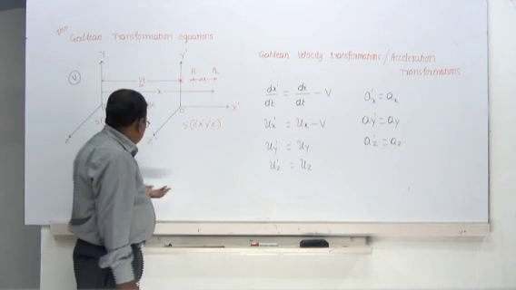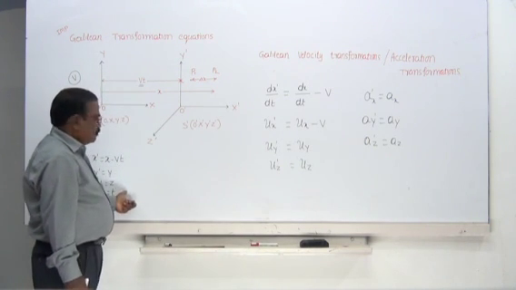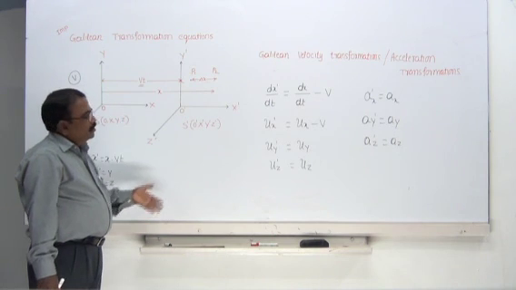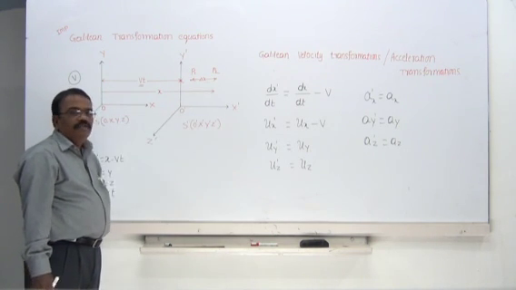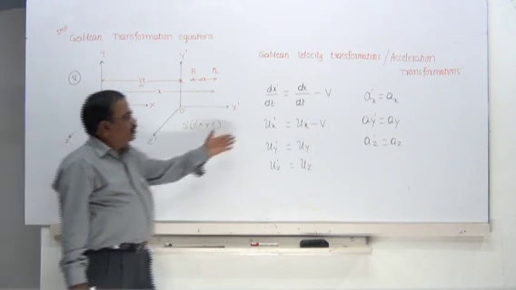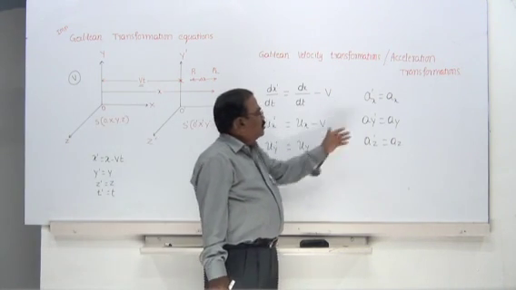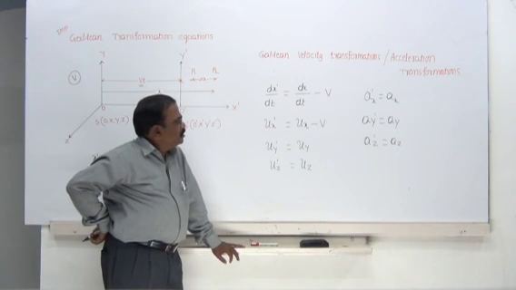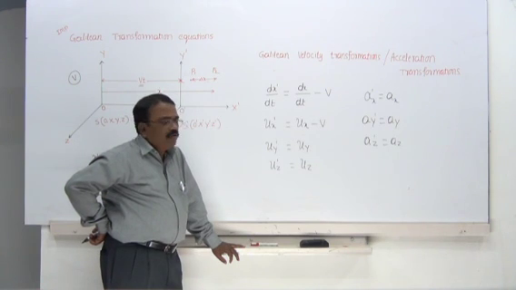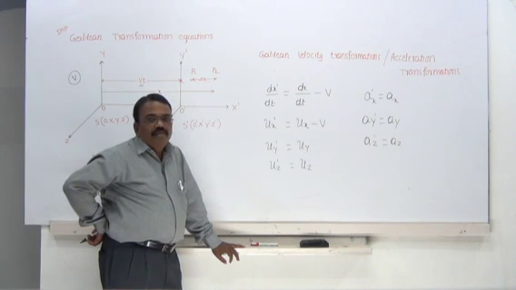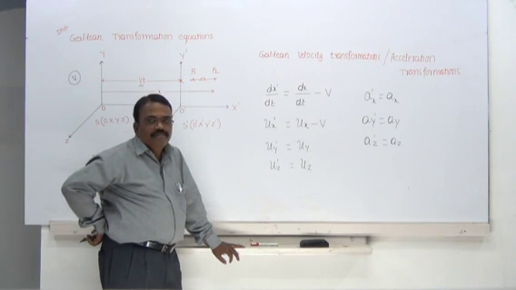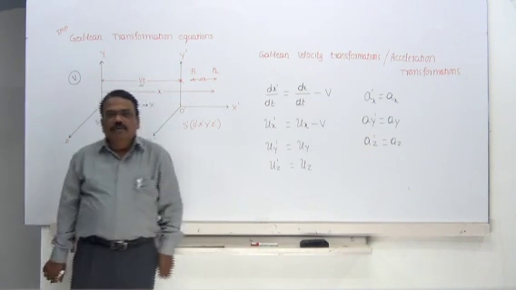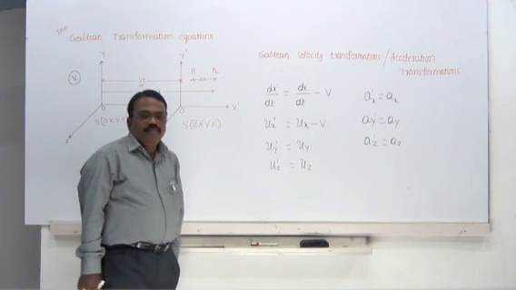So what I have done: these are the Galilean transformation equations. First, differentiation with respect to time gives the velocity, and if you differentiate again, you are going to get acceleration. So what do you mean by ax dash is equal to ax? It means the acceleration of a body in one frame of reference is equal to the acceleration of the body in another frame of reference.